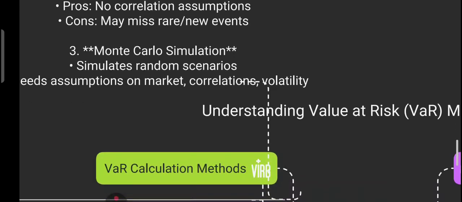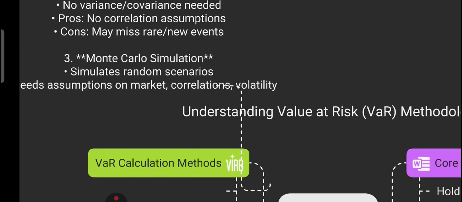Then we have the Monte Carlo simulation. This is very important. This is the most advanced method. It generates thousands of random market scenarios based on assumptions. It requires models for volatility, correlation, and market behavior. It is computationally heavy, but offers higher flexibility and accuracy.